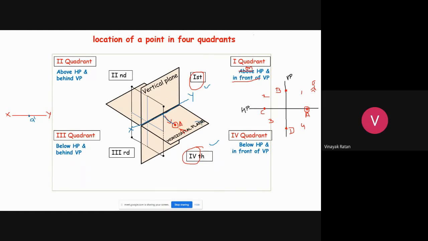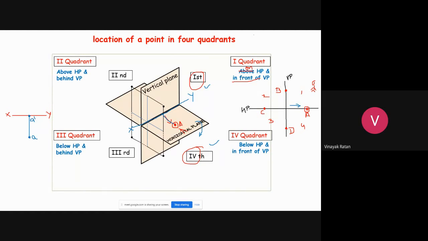With respect to both the first quadrant and fourth quadrant, you are rotating this plane in clockwise direction. What is the top view? Let it be any distance. So the top view will be below, at some distance which is given to you. So it is here, and denoted by A. So whenever a point is on HP and in front of the vertical plane, your front view will be on the XY line, and the top view will be below the XY line.